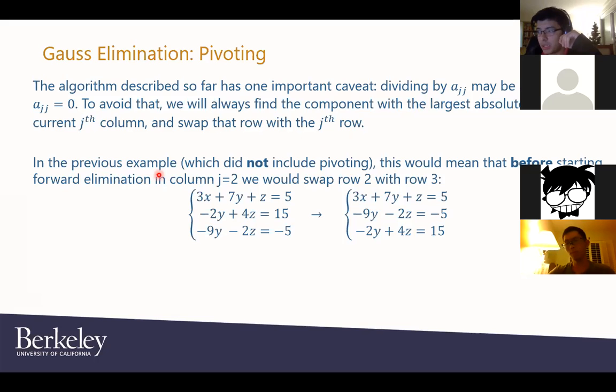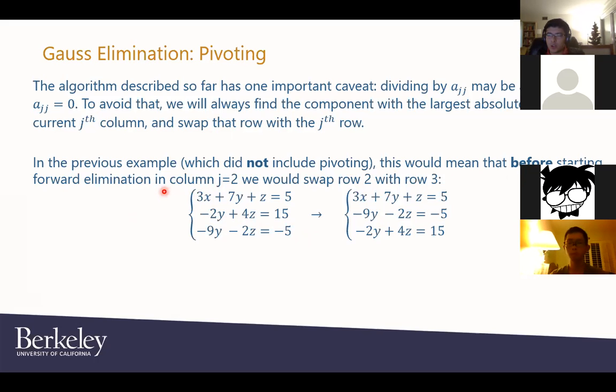So the way to solve this is called pivoting. What we do is that we always find the component with the largest absolute value in the current column, in the jth column, and swap it to the jth row. So what do I mean by this? In the examples we were looking at before, there was not a 0 on the diagonal, so we did not run into this issue. But in a general case, you will want to pivot before starting forward elimination.